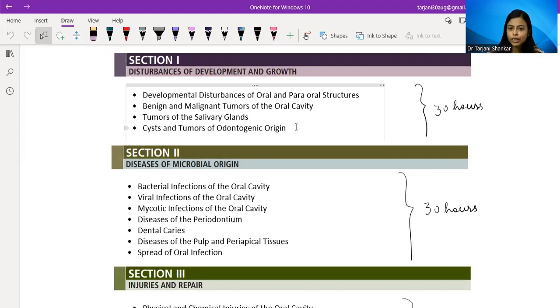Now there are 4 subheadings, right? Out of 30 classes, maybe each might take 6 hours. I have given 6 times 4 is 24. 2 hours might take extra because some of the topics might be extra, right?